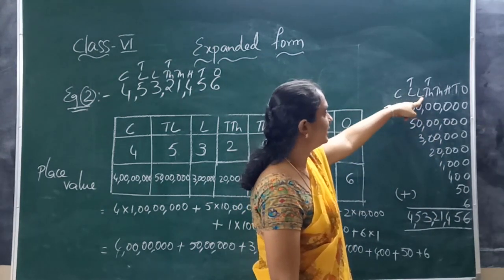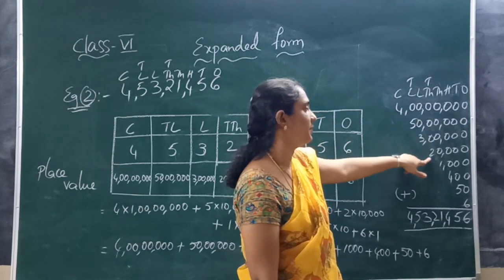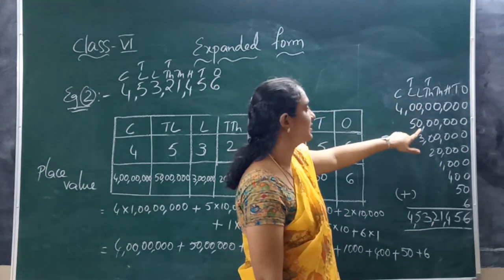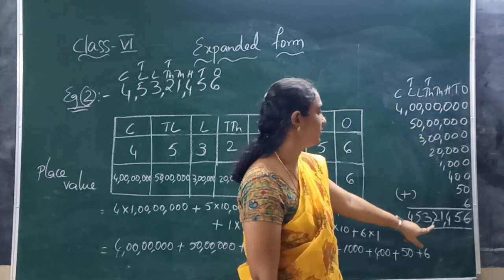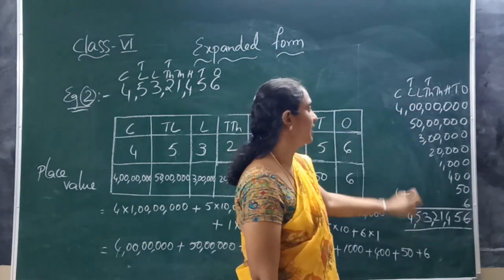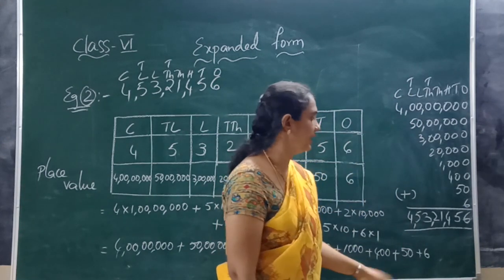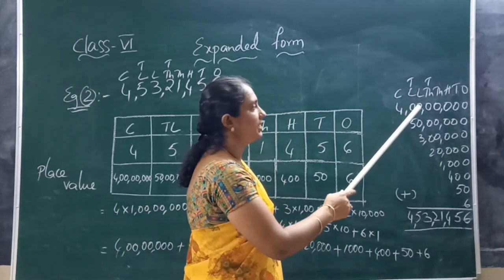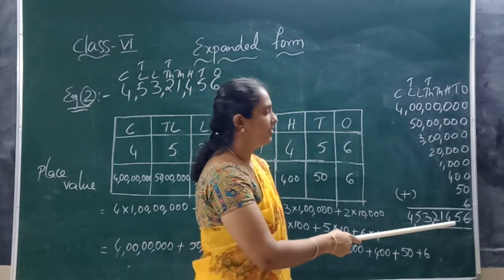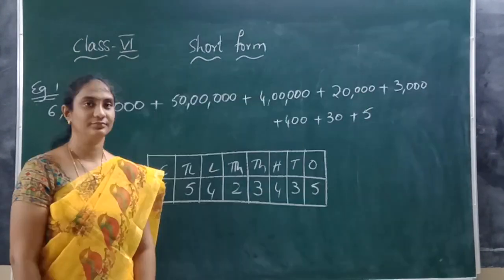Next, 10,000 place. 0 plus 0, 0, and so on, 0 plus 2, 2. Next, lakhs place. 0 plus 0, 0. 0 plus 3, 3. Next, 10 lakhs place. 0 plus 5, 5. In the crores place, we got only 4. So write 4. So the total number is 4 crores, 53 lakhs, 21,456. So, do you understand, children?